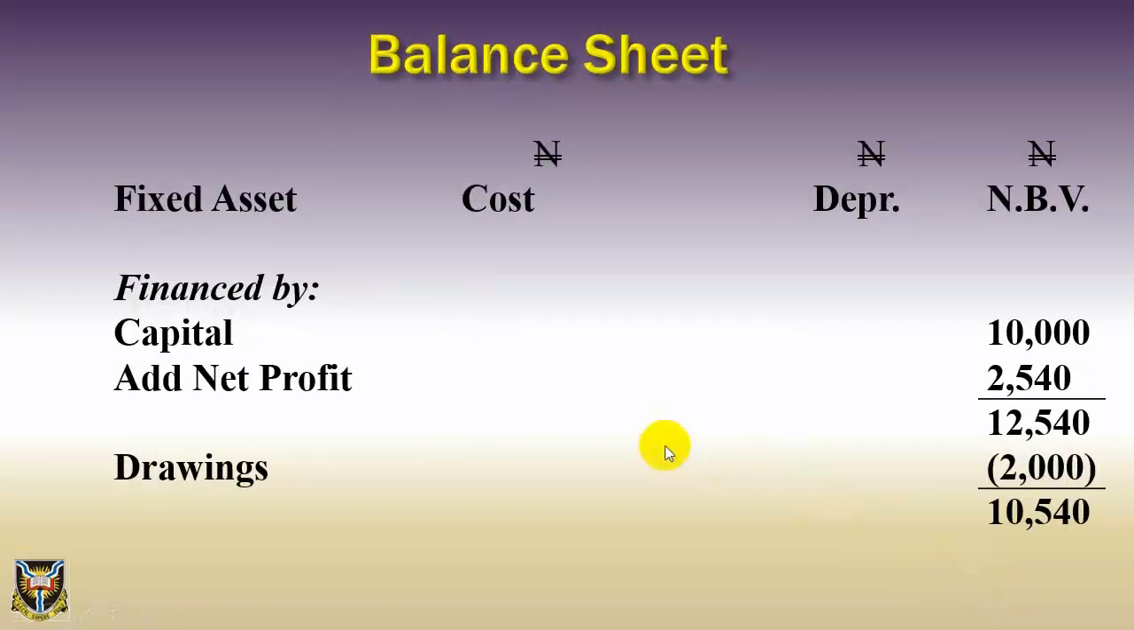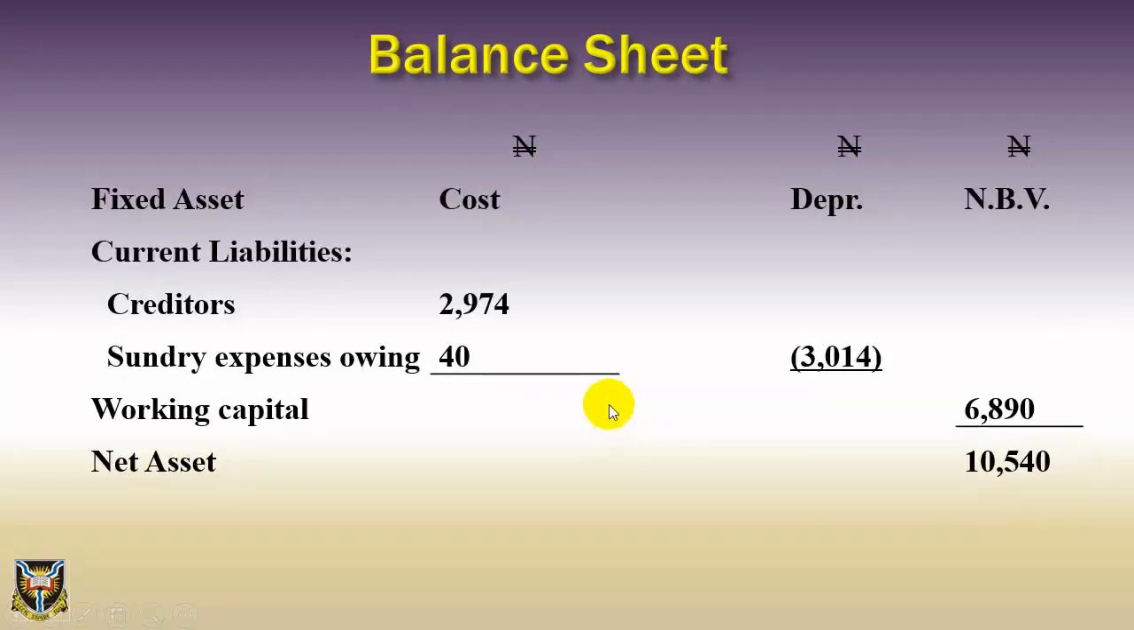Current liabilities. Creditors 2,974. Sundry expenses owing 40. Total 3,014. Working capital 6,890. Net assets 10,540.